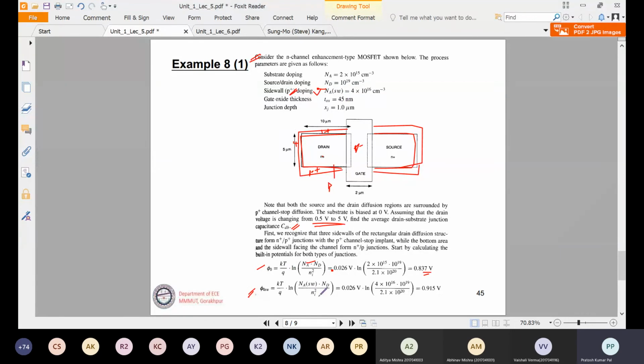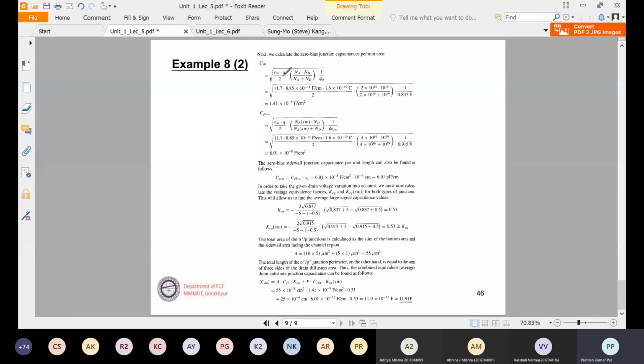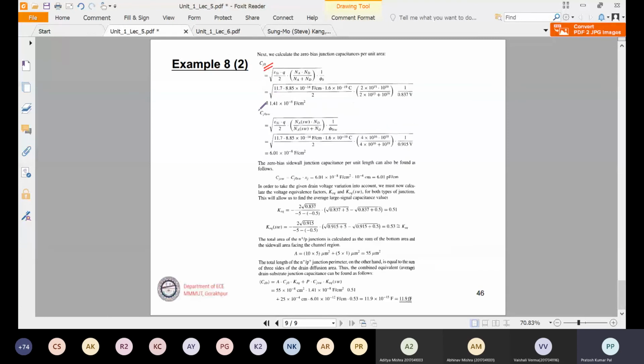So we will be finding out the built-in potential for the side walls also. Once we have found the built-in potential, we will find out Cj0 for the N plus and P region, and similarly we will find out Cj0 for the side walls, that is, for the P plus and N plus region junction. These values will be found based on the values we have already found.